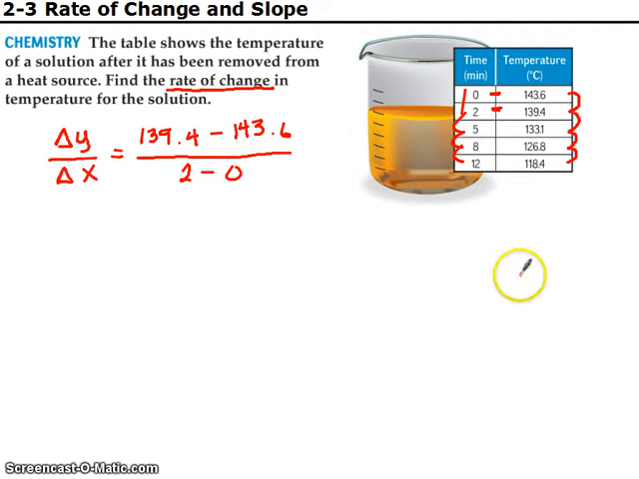All right, so let's actually subtract this. So we've got 139.4 minus 143.6. All right, that's going to equal negative 4.2. And then we've got 2 minus 0 on the bottom, so that's going to equal 2. All right, we don't want to leave it like this, so we want to actually divide this out. Now, with slope, we actually want it to be in fraction form. It's even more important than usual.